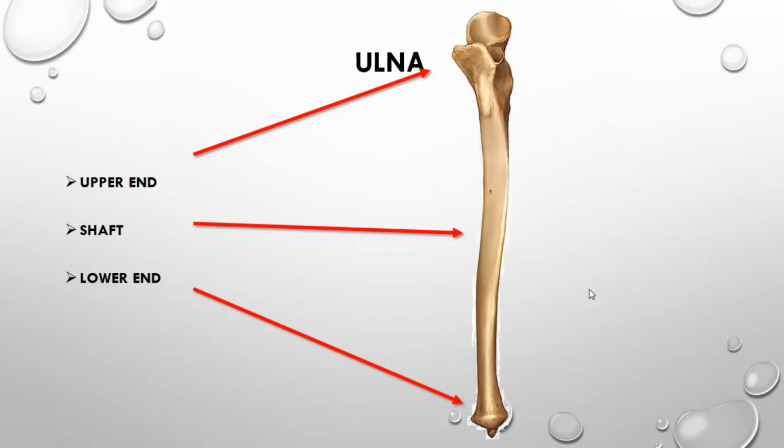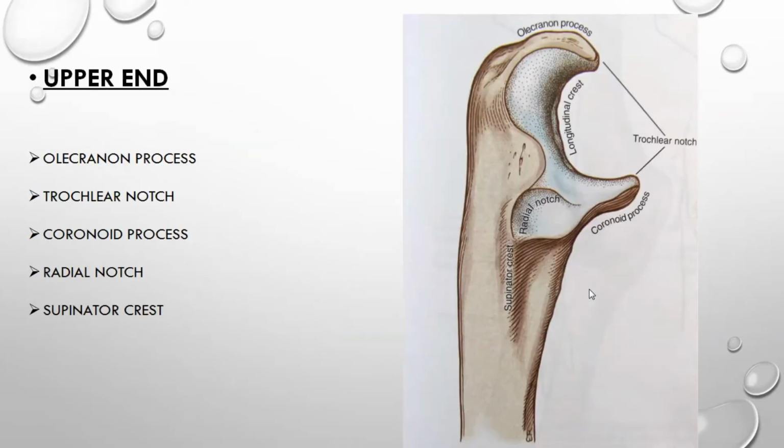Like the other long bones, the ulna has an upper end or proximal end, shaft, and the lower end or distal end. So first we will discuss the upper end. As we have discussed earlier, the upper end of the ulna is large as compared to the lower end. On the upper end of the ulna, there are certain important features.